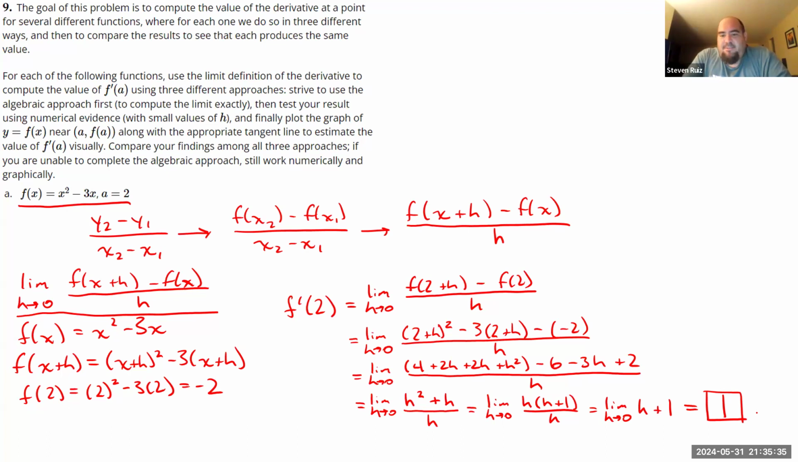This is going to take some practice to get used to. I think there are 6 parts of this question. I would definitely try parts B and C if you want a little more practice with this, but hopefully this makes sense. And let me know if you have any questions.